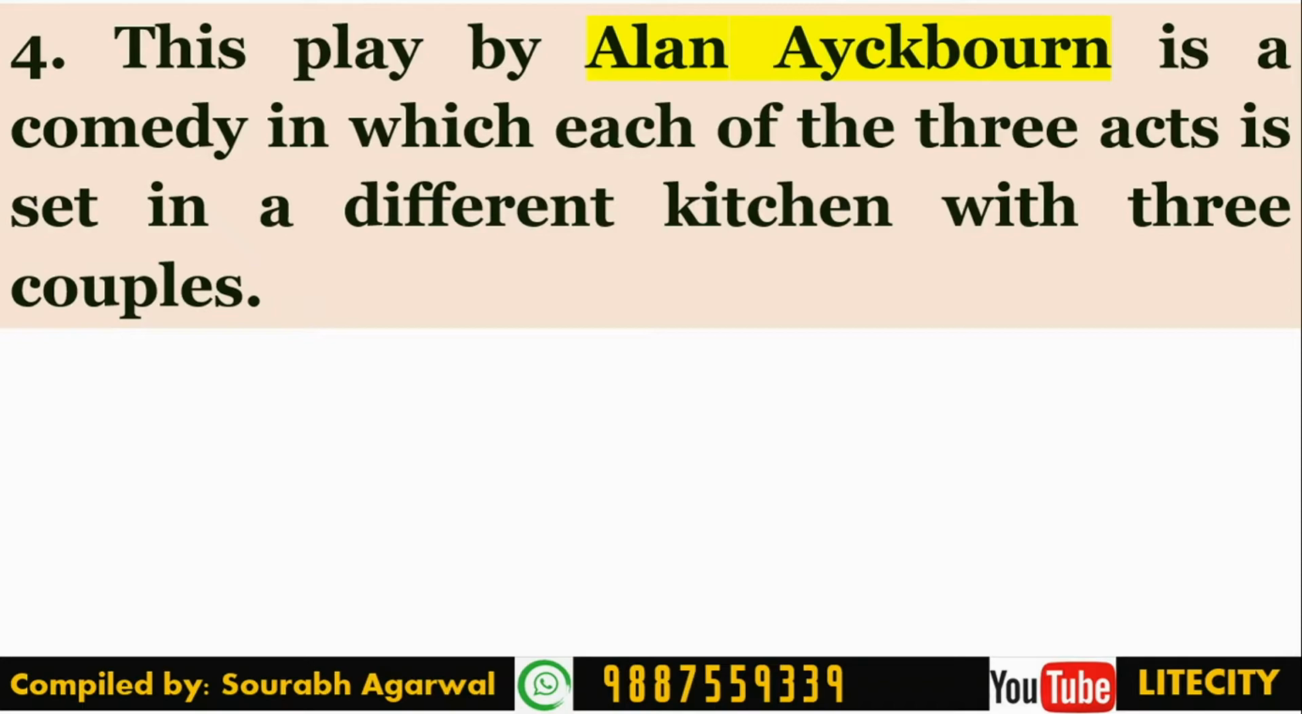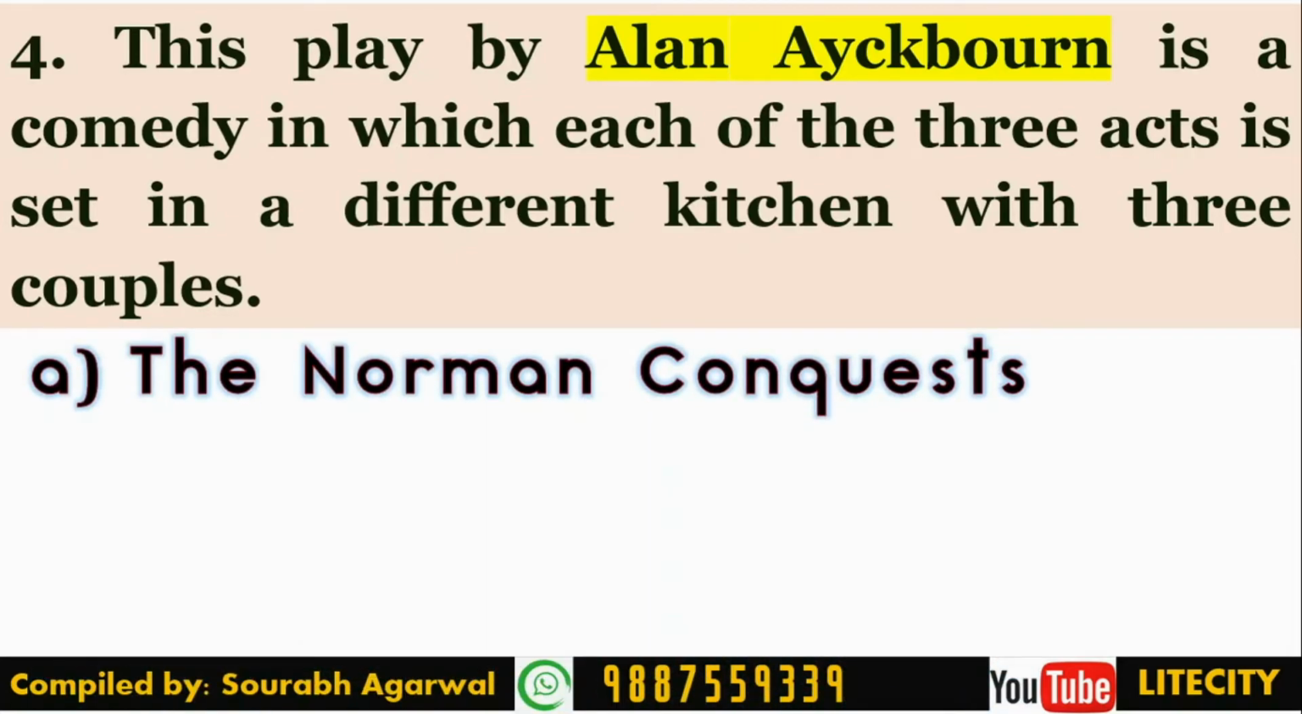Our next question, dear friend, is about a British writer. This play by Alan Ayckbourn is a comedy in which each of the three acts is set in a different kitchen with three couples. So you can understand it's a kind of comedic setting. There are three kitchens and three couples, and each set is trying to solve their problems. So it's a very intricate relationship. And these are the four plays among which you have to pick the right answer.